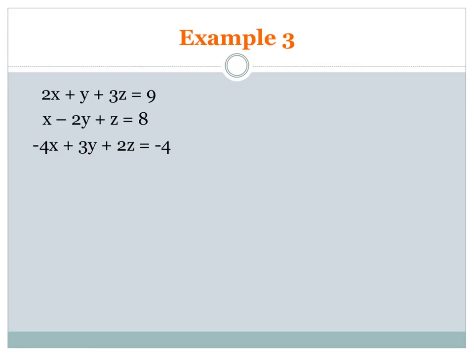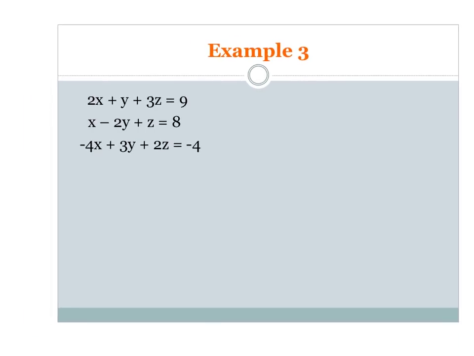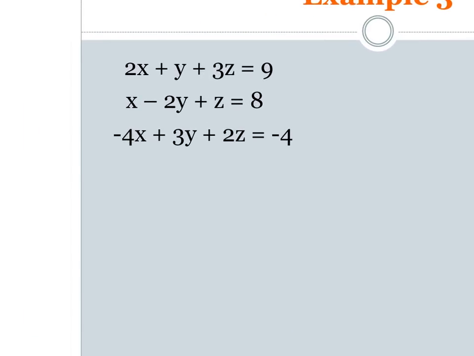Just going to say solve the system. You're going to say 3 equations, 3 variables. So the first thing I'm going to do is actually number these so that when we talk about them, we know which one I'm talking about. The first one we're just going to call equation 1, then 2, then 3.